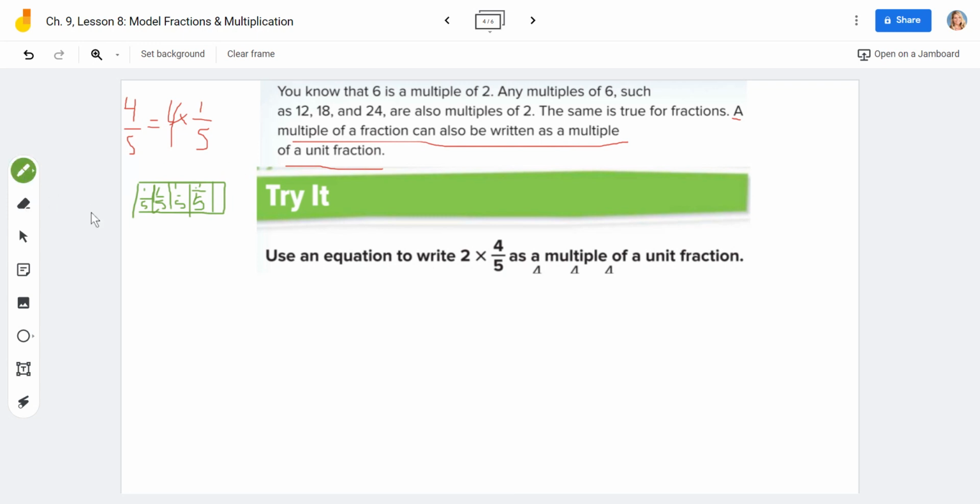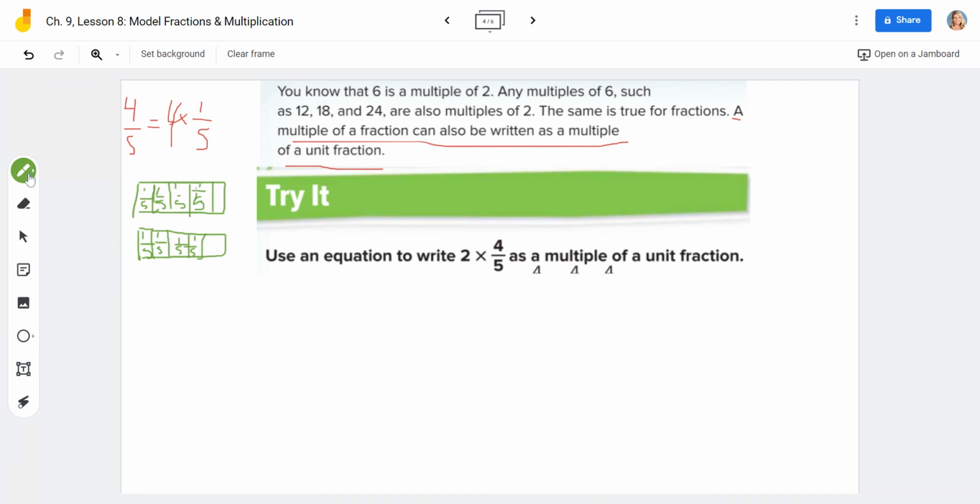So let's think about that. Instead of just having 1, which is 4/5, what if I had 2 of these? Exact same models. How many 1/5 would I have then total? Hopefully you said 8 because I have 4/5 up here. I'd have 4/5 here. And 4/5 plus 4/5 is 8/5.